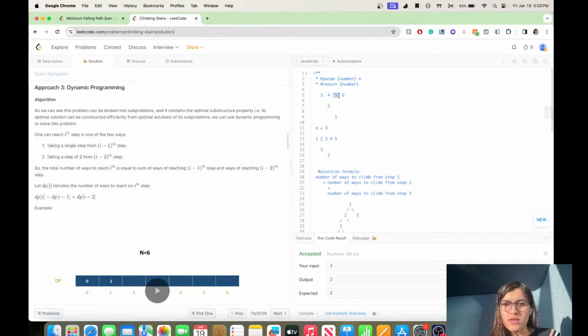Total number of ways to reach 5 is equal to total number of ways to reach 4. Oh yeah, this is a little bit different than mine. I said to reach here it will be this plus this. I mean, from reaching from 3, if I need to reach to anything, then it will be 4 plus 5.